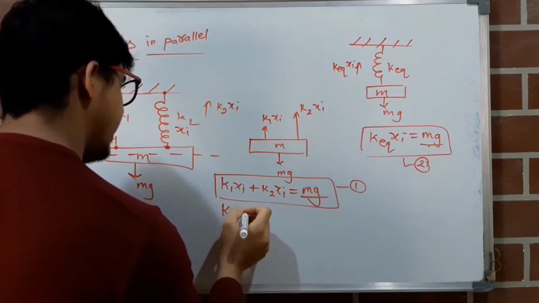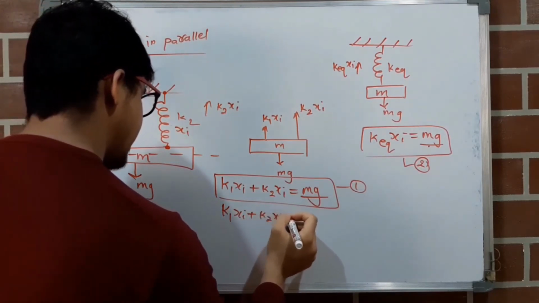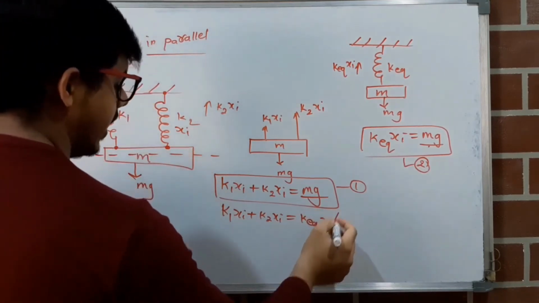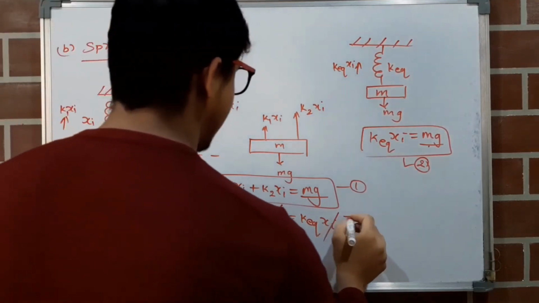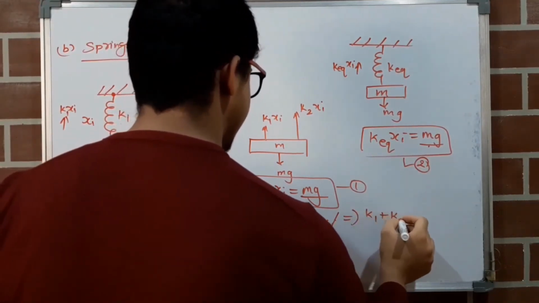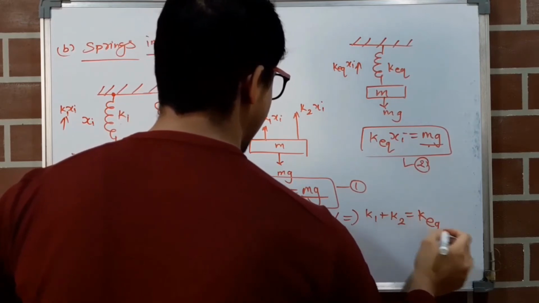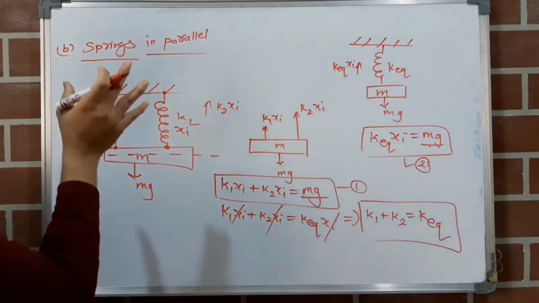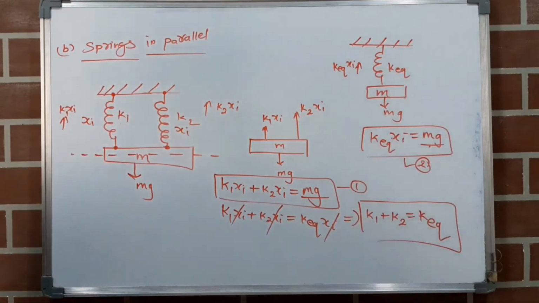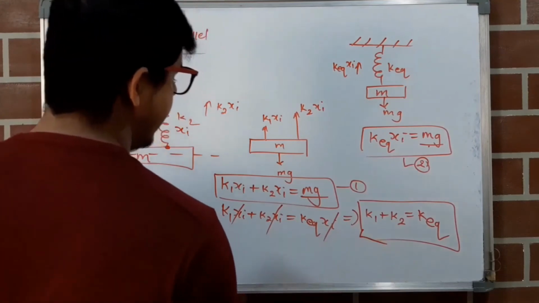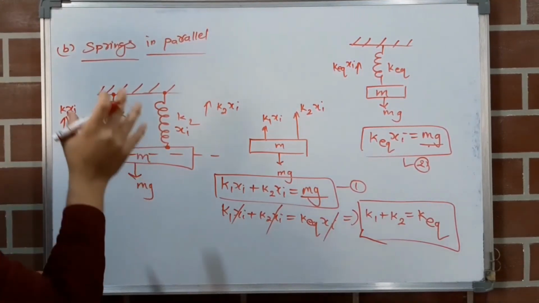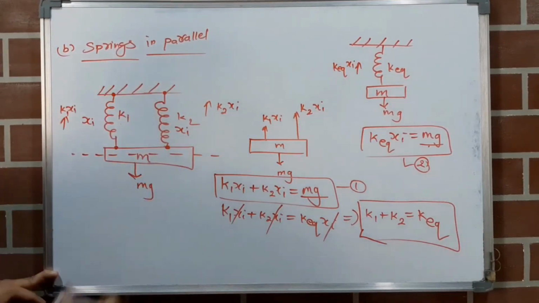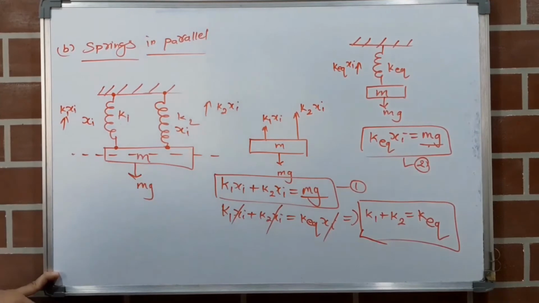So k1 into xi plus k2 into xi equals k equivalent into xi. We can cancel xi and xi, so we get k1 plus k2 equals k equivalent. This is the formula for the equivalent stiffness of springs connected in parallel. From this equation you can see that when springs are connected in parallel, the stiffness of the system will increase. So remember that.